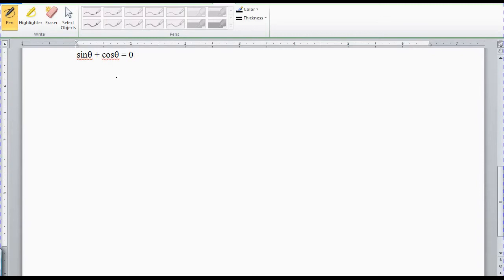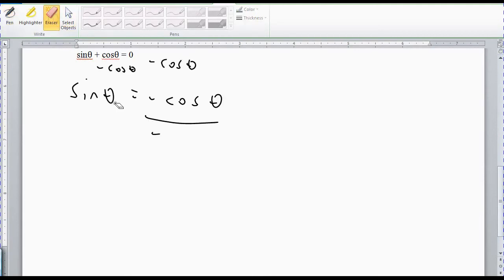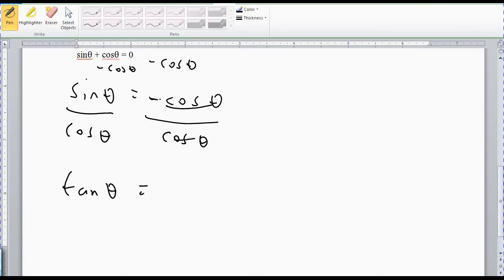Now there is another approach to solving this problem. One thing you can do is subtract cosine theta from both sides. So we end up with sine theta equals negative cosine theta. And then what you can do is divide both sides by not the negative cosine theta, but rather just cosine theta, because I want tangent on one side. That's what I'm actually doing. Sine over cosine is tangent theta. And then these cosine thetas cancel, leaving the negative, but anything divided by itself is 1.